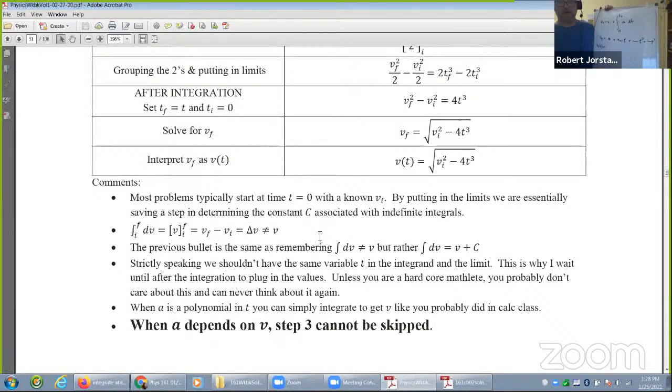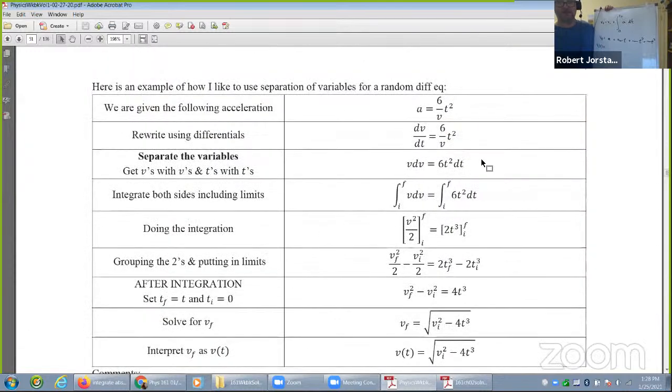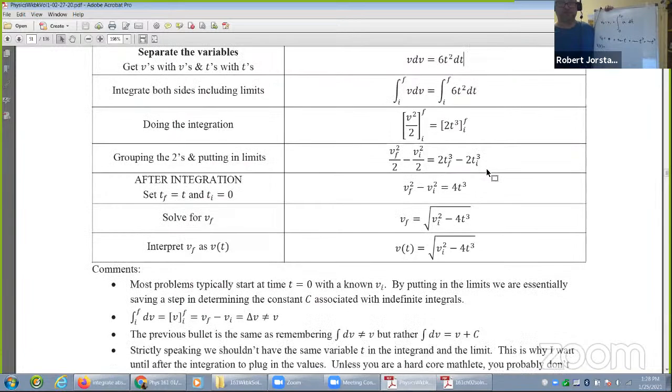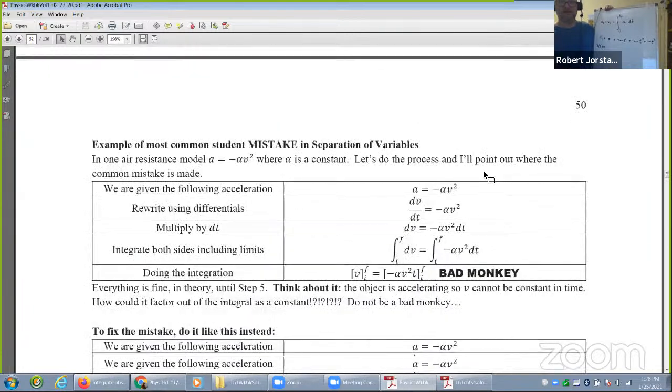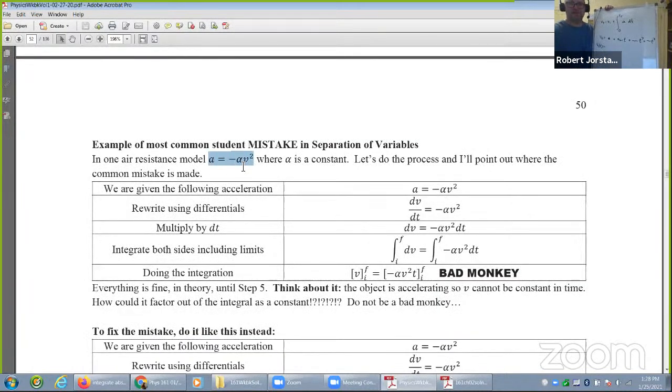All right. And I want to point out when A depends on V, step 3 cannot be skipped. So that's right here. If your acceleration has a velocity in it, we have to separate them before we do it. Let me give you another example. Here's the most common mistake people make. So here is a very common physics model. Drag at high speeds is proportional to velocity squared. So it doesn't just increase with velocity, it increases according to velocity squared. So the faster you go, you really get a lot more drag.